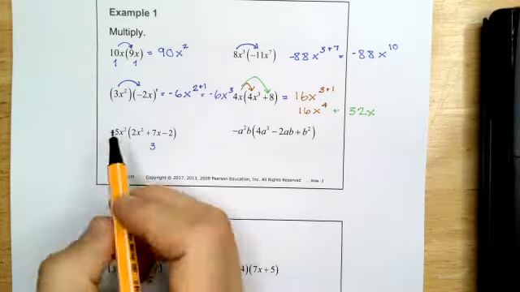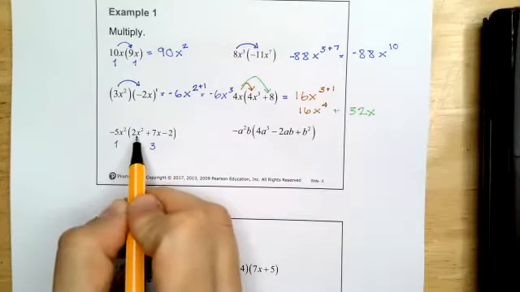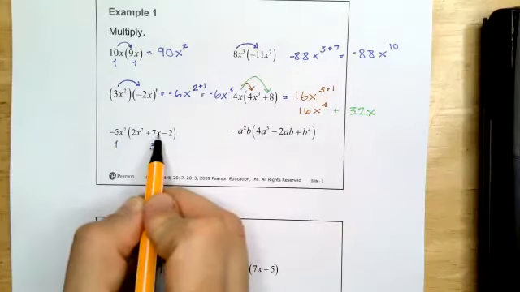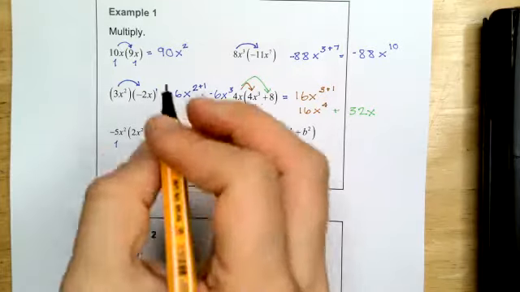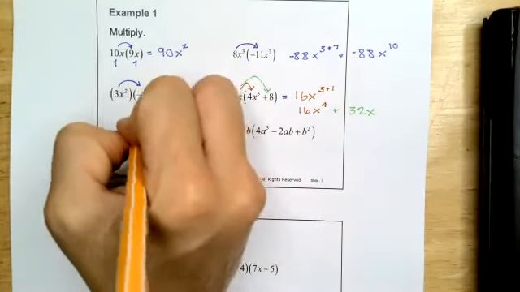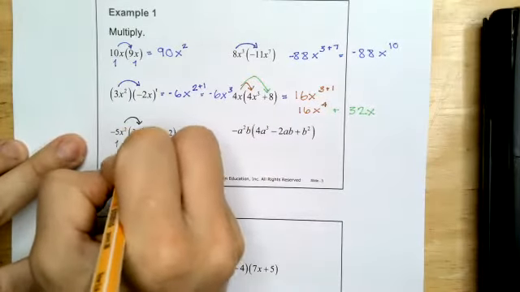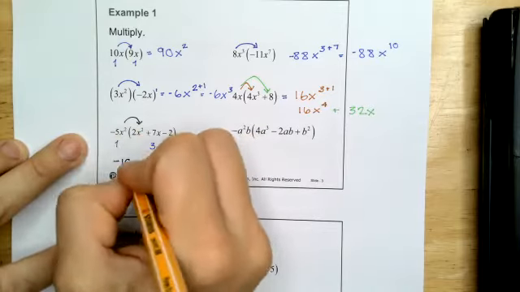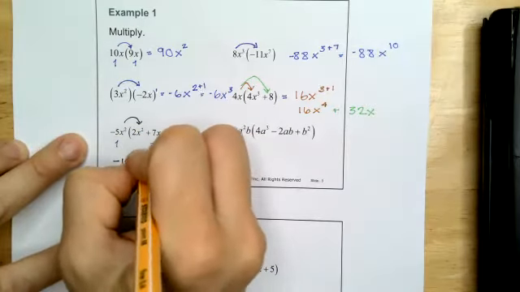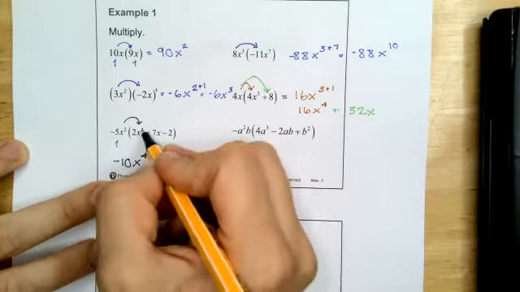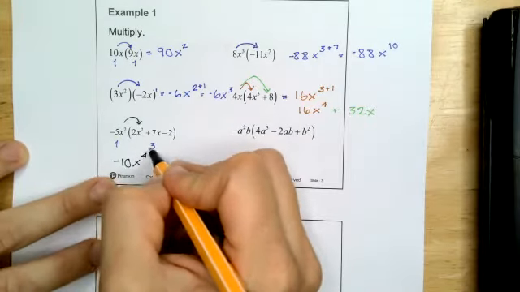Negative 5x squared is going to be multiplied by 2x squared plus, and then it's going to be multiplied by a positive 7x, and then it's going to be multiplied by a negative 2. So negative 5x squared times positive 2x squared, negative 5 times 2 is a negative 10. X squared times x squared is just x to the 4th, because we keep the base, add the exponents. The exponents were 2 and 2. 2 plus 2 makes 4.